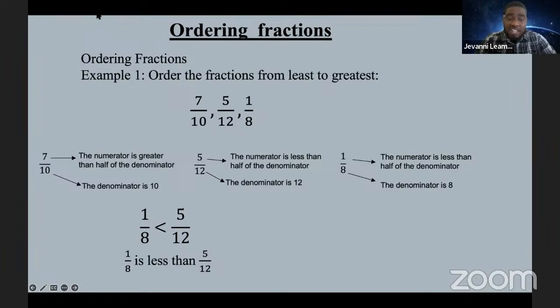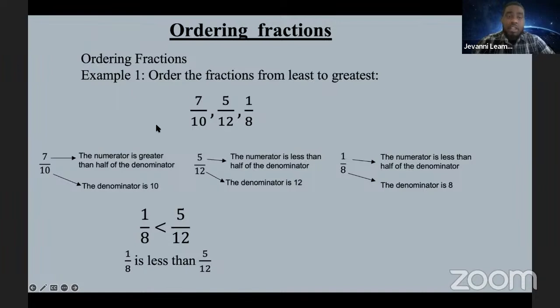Everyone understand that part? You can say yes or no. Repeat, sir. Oh, I'm asking if everyone is okay with that so far, that 1/8 is less than 5/12. Is everyone okay with that?